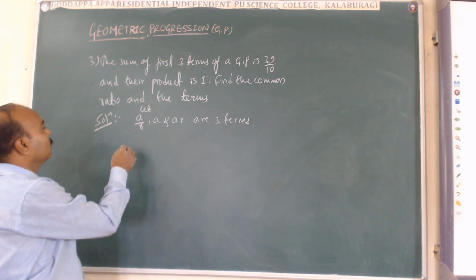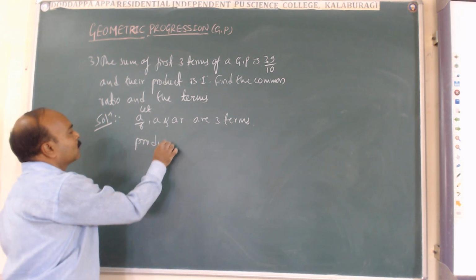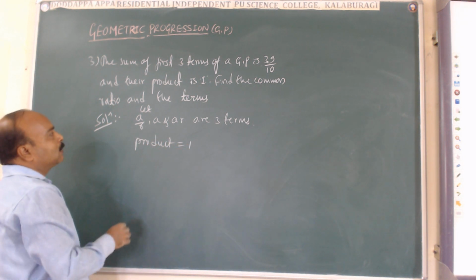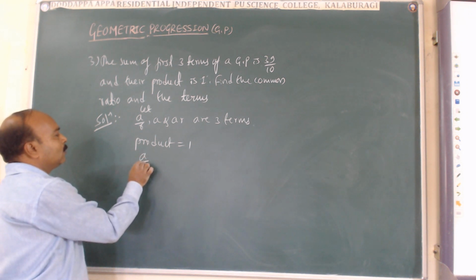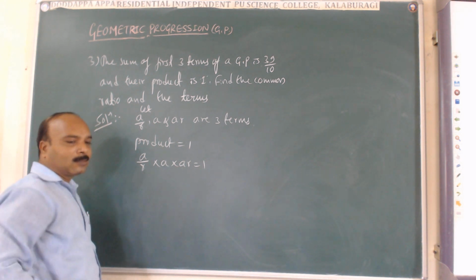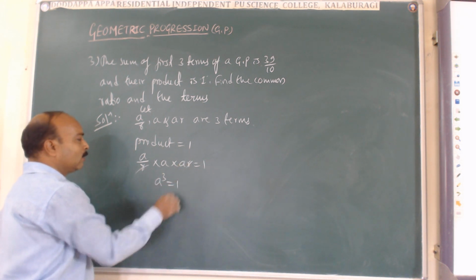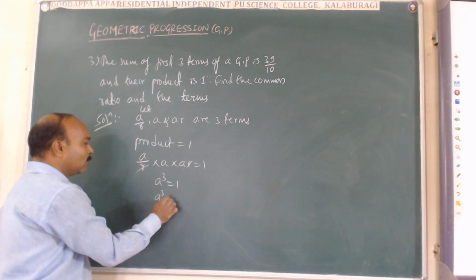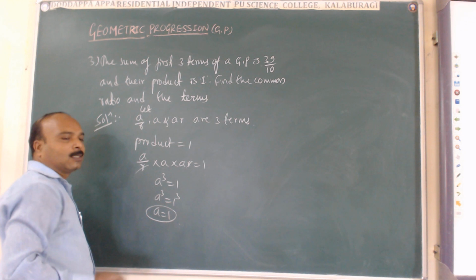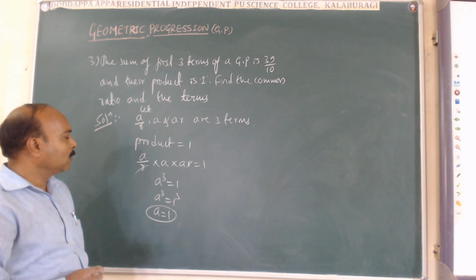Now for that, first we go for the product is equal to the given, it is 1. Product of these 3 numbers is 1. According to this, write a by r into a into r equal to 1. Now cancelling these 2 r's, we get a cube equal to 1. So a cube equal to 1 cube. Therefore a equal to 1. Hence we get the first term of the geometric progression as 1.